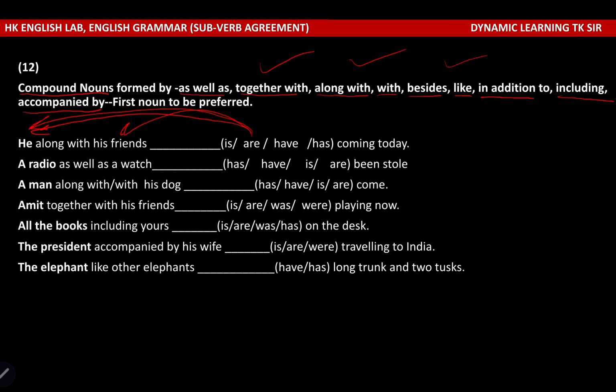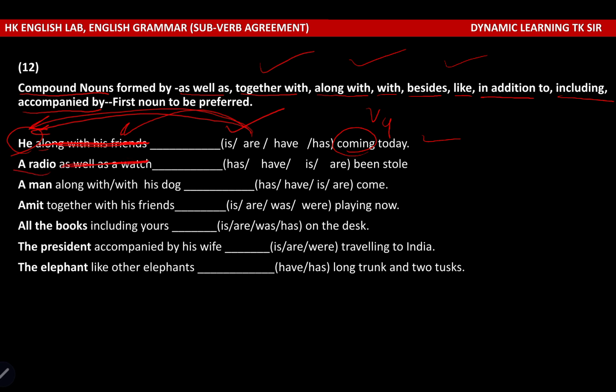Means that from the connector you have to cut the sentence like this. He along with his friends. Cut this sentence from the connector, that is along with. This is a connector. Cut this sentence. Who is left here? He. According to he, what will the verb be here? Here is coming V4. V4 means is coming. Am I right? A radio as well as a watch, also cut down from here.